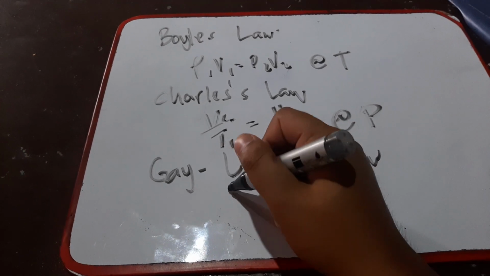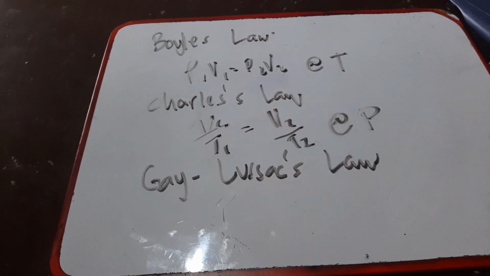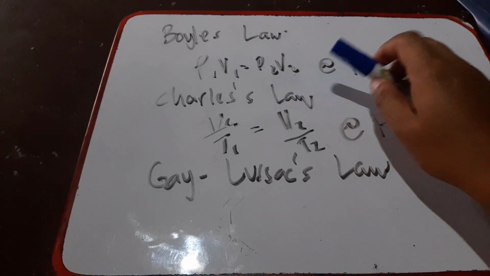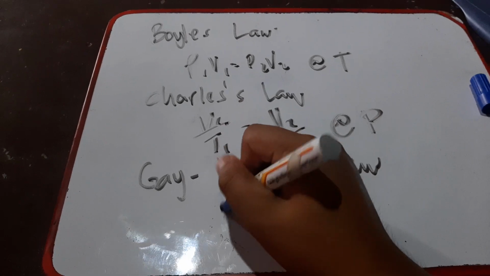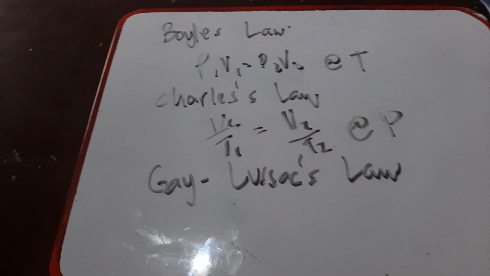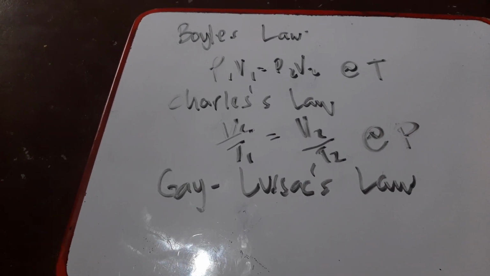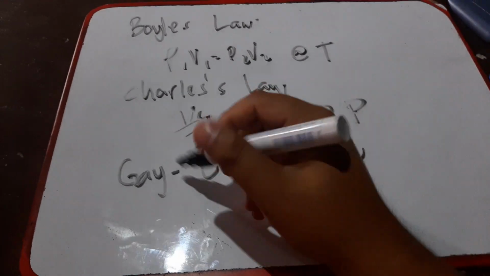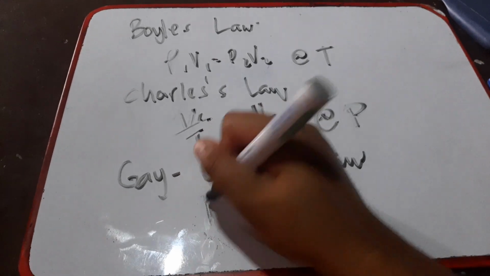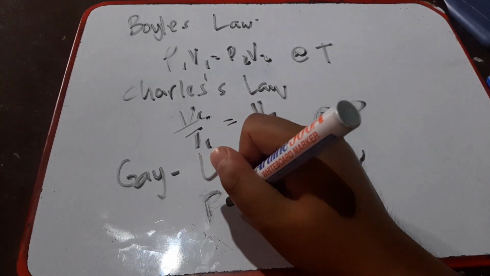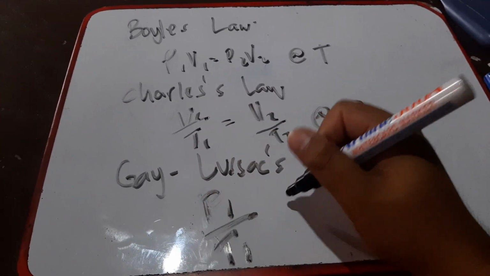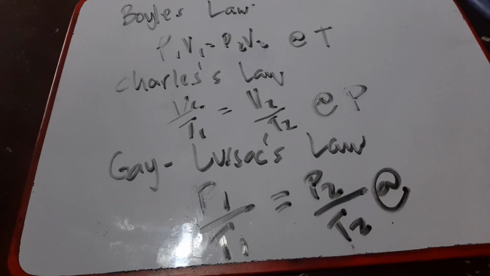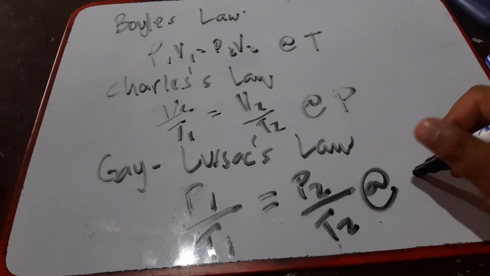And then Gay-Lussac's, lastly. The pen is not working anymore. Let's try a blue one. Okay, it's not working too. So that's pressure over temperature: P1 over T1 is equal to P2 over T2 at constant. What is the constant? Volume.